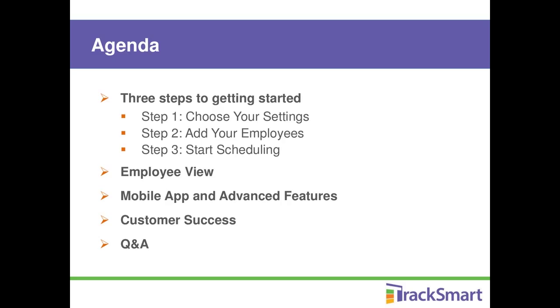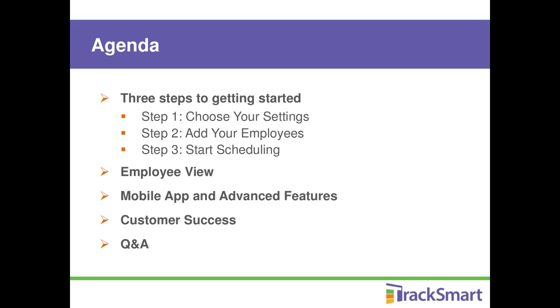First, we'll go over the simple 3 steps to getting started. First, you'll choose your settings. TrackSmart Scheduling is very easy to use, but first you've got to set up a few things to make it work the way your business needs it to. Next, you'll add your employees so that you have people to schedule. Then you can just start scheduling. So step 1 and 2 involve some setup to save you much more time down the road. Now, this is the part where you get to add your shifts and schedule some of those employees into them.